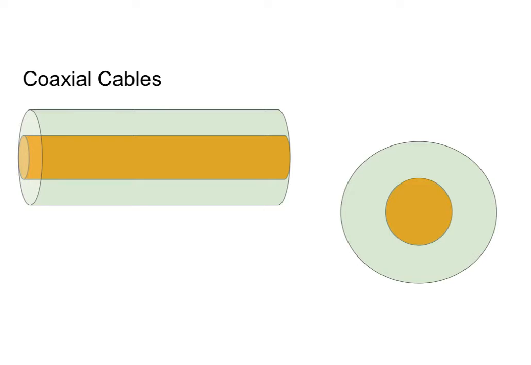So in a coaxial cable, what we have is an inner conductor, which is in orange, and an outer conductor, which is going to be this black line here. So that's your outer conductor. And then on the inside of your coaxial cable, what you have is an insulator. So your two conductors are separated by an insulator of some kind.